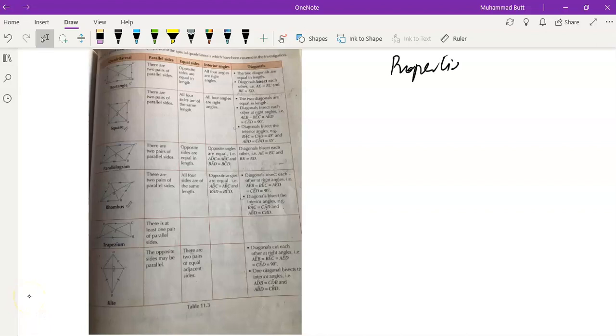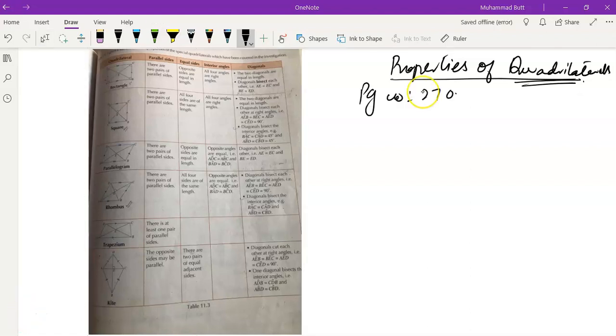What are quadrilaterals? Quadrilaterals are actually four-sided polygons. Any polygon with four sides is called a quadrilateral. There are so many types of quadrilateral, and these are mentioned in your book. Page number 270 of your book is very important.